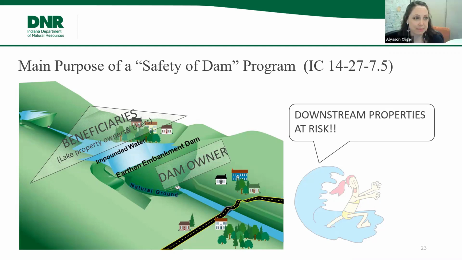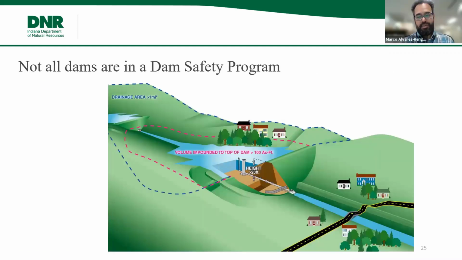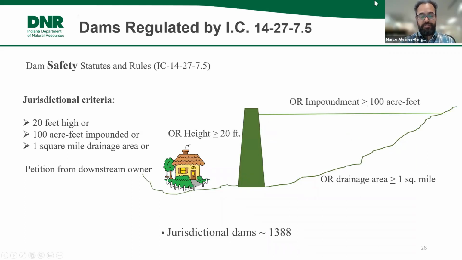So does the DNR regulate all dams? That's a good question. There are so many dams around the state and around the country. And in the state of Indiana, DNR just regulates dams that meet one of these three criteria. The height of the dam has to be 20 feet or above from the original stream bed, from the original creek to the top of the dam. The second condition is the volume in the pond. It has to be 100 acre-feet in the lake at the top of the dam. And the third one is the drainage area above the dam. If the drainage area is 1 square mile or bigger, the dam is going to be under DNR jurisdiction. But there is a fourth criterion. If somebody downstream considers the dam is at risk for their properties and their life, they can petition DNR with a letter for us to take jurisdiction over that particular dam.